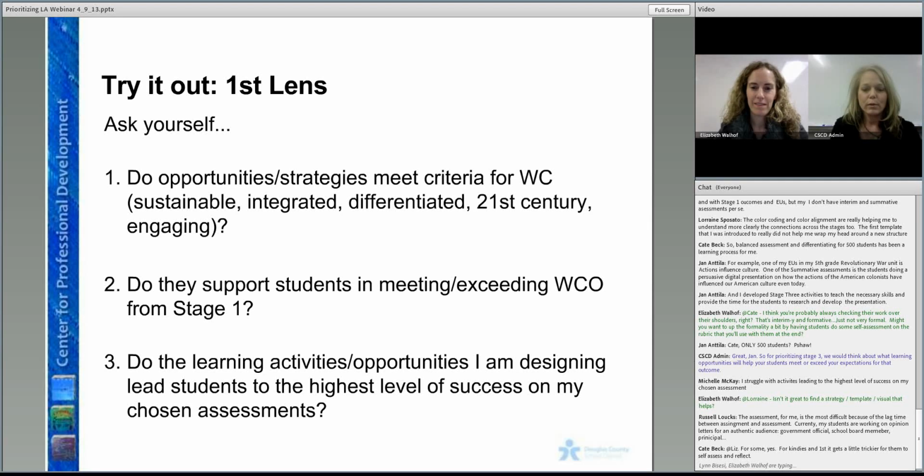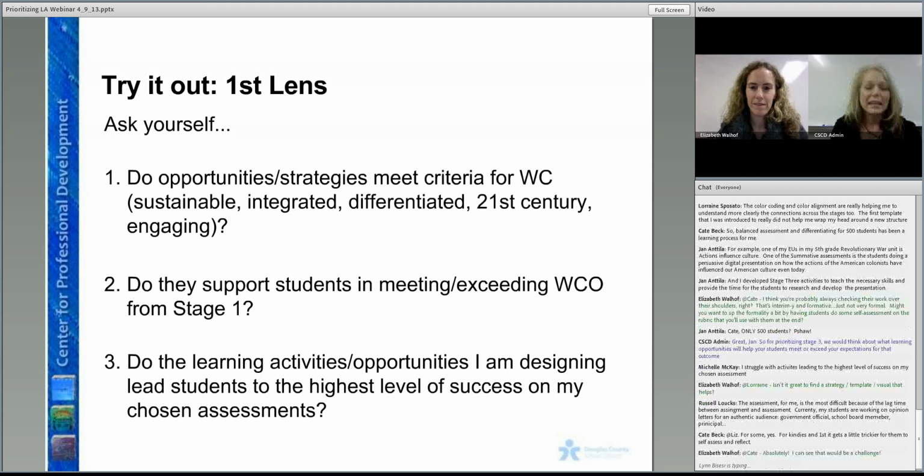For those of us who have mostly yellow and blue in our brain, we think that looks really pretty, but it's nothing we would think about. But I think any strategy to really help you look at alignment and look at, are our activities, our assessments, and our outcomes really aligned? And I think Michelle asked the question about struggling with activities leading to the highest level of success, and that's really what we're going to talk about and work through today.